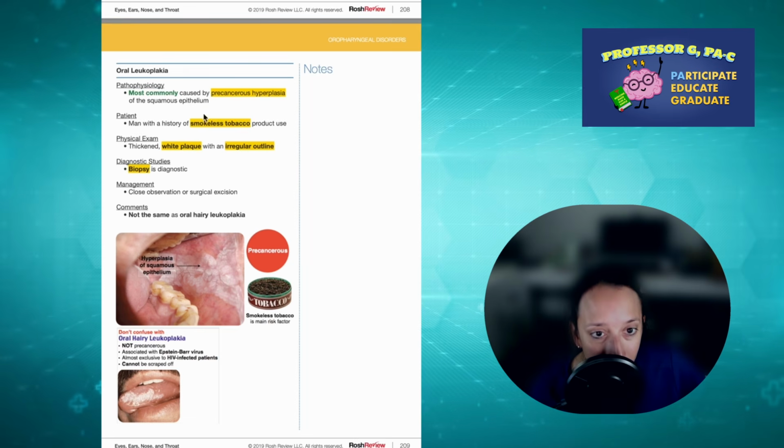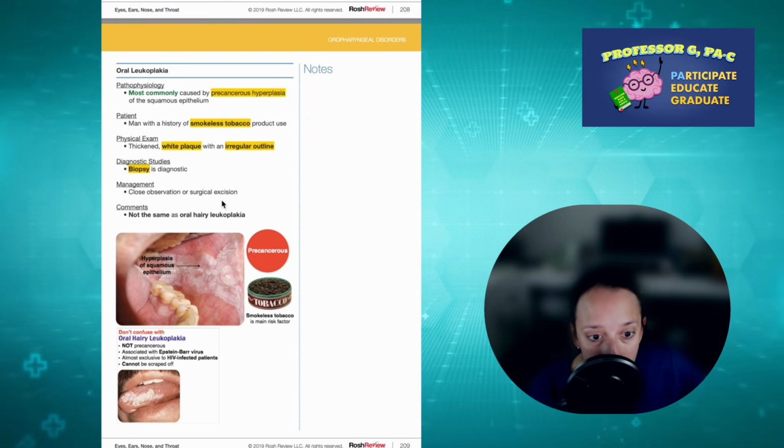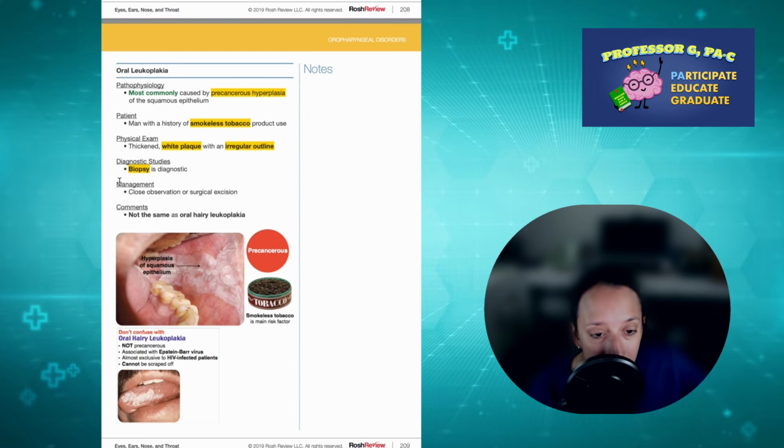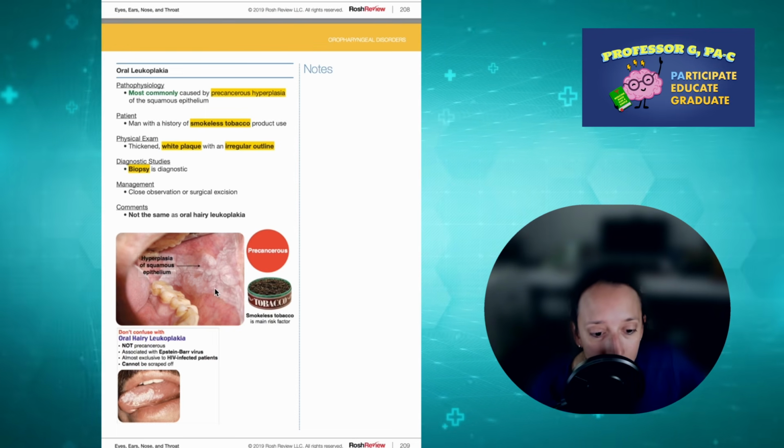to help to see whether or not it is truly precancerous, because anywhere from 5 to 20% of these types of lesions can actually turn into squamous cell carcinoma, which is bad. So we need to closely observe them. Surgical excision if we know that it is precancerous or cancerous.